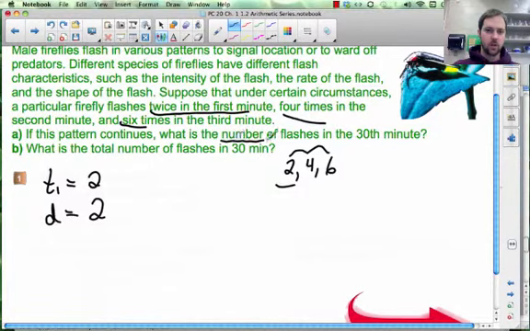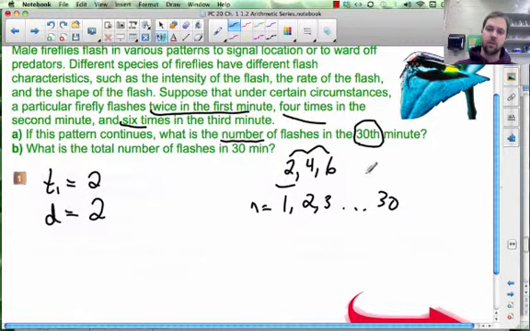So if the pattern continues, what is the number of flashes? So this is going to be Tn for the 30th minute. So we want to find the value of Tn when n is 30. Okay? So here are your n values for these following ones. First minute, second minute, third minute. We want to go all the way up to the 30th minute. So n is going to be 30. Now, the number of flashes in only the 30th minute will be determined by Tn.